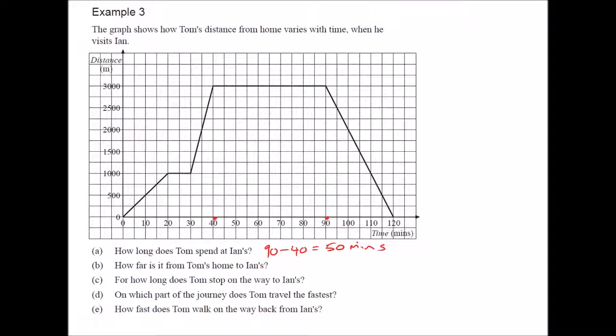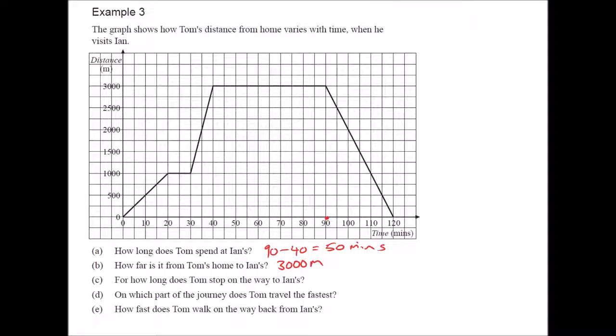Okay, next part of the question. How far is it from Tom's home to Ian's? Well, if he starts at his own home and moves up here, we can see, nice easy question, it's going to be 3,000 meters.